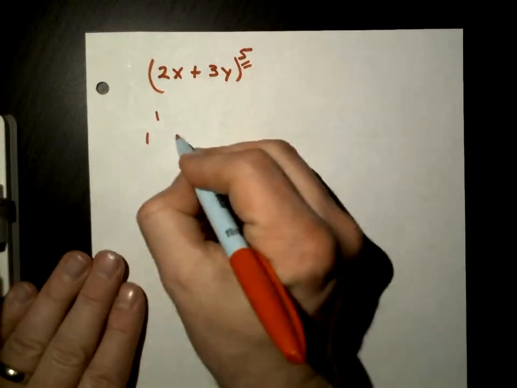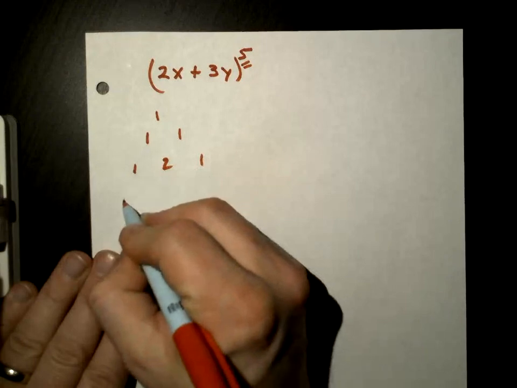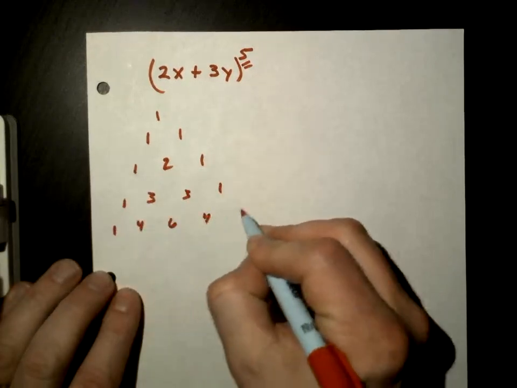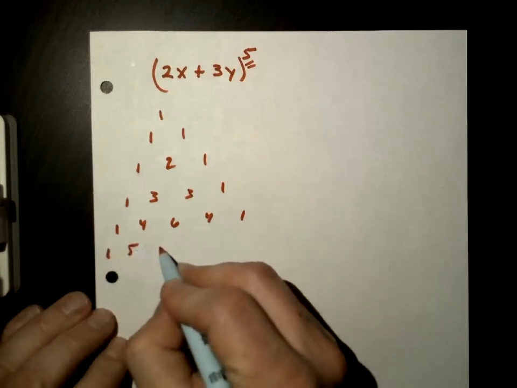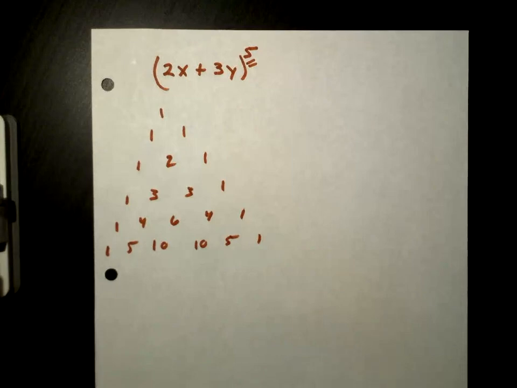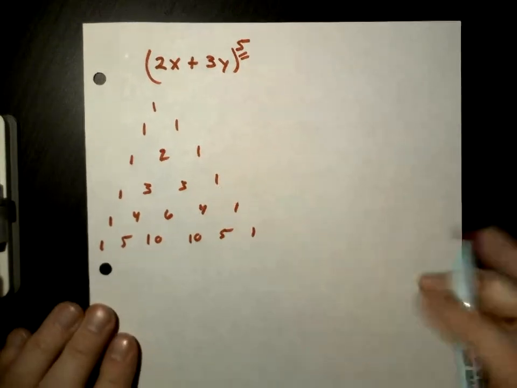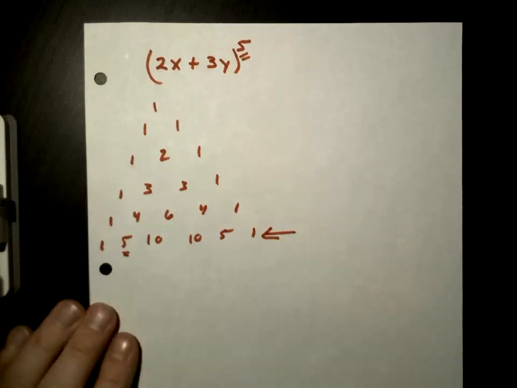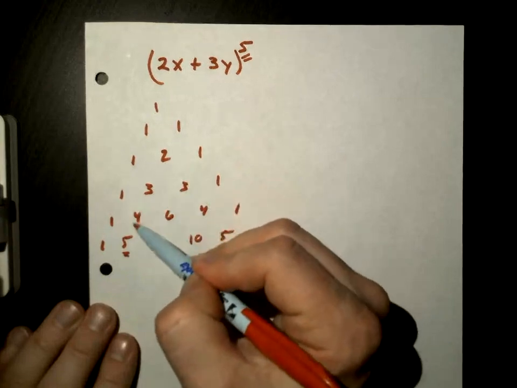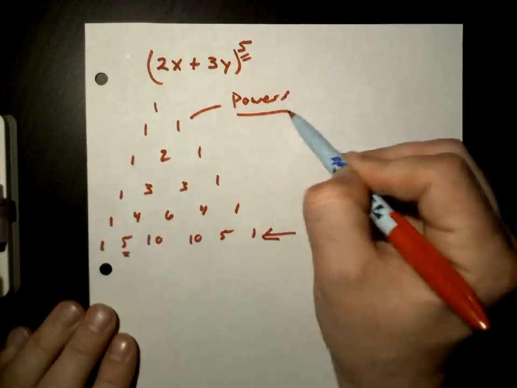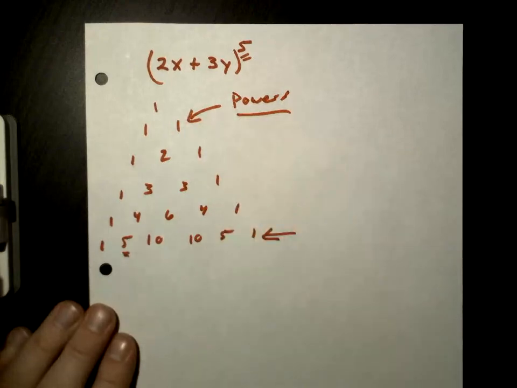So here we go. 1, 1, 1, 1, 2, 1, 1, 3, 3, 1, 1, 4, 6, 4, 1, 1, 5, 10, 10, 5, 1. I'm experienced, so this is why it goes fast. So we're going to hit here because this is the 5th power. Do you see how these numbers match the powers? So these are kind of like the powers you want to go to.